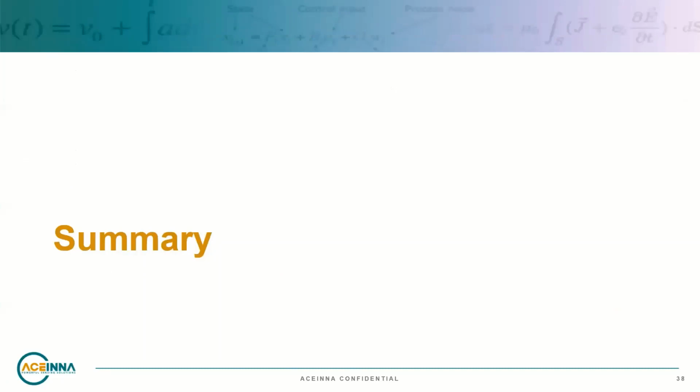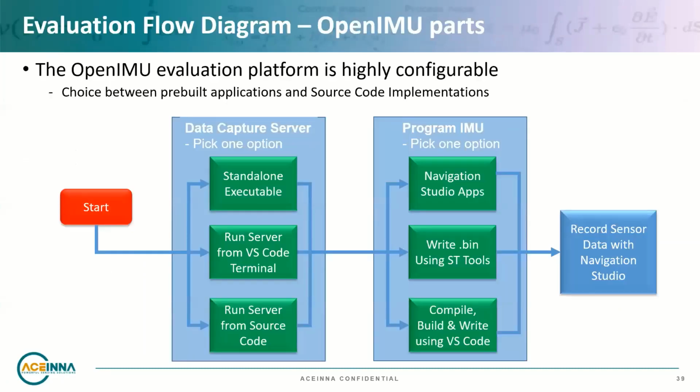So, in summary, to the user, we provide a platform that is highly configurable and a choice between pre-built applications and also some source code implementations. You can choose one of the three methods to run the data capture server, either the standalone executable, running that server from VS Code, or running the server from the source code. Then you can program the IMU, either with Navigation Studio, writing the binary directly using the ST tools, or compiling, building, and writing using VS Code. This data then can be displayed or recorded with Navigation Studio.